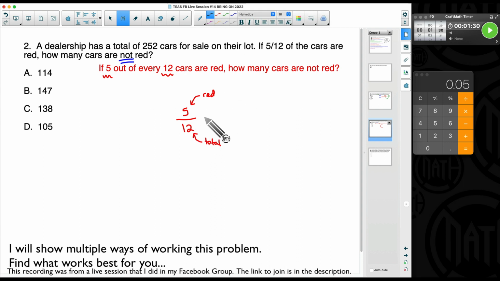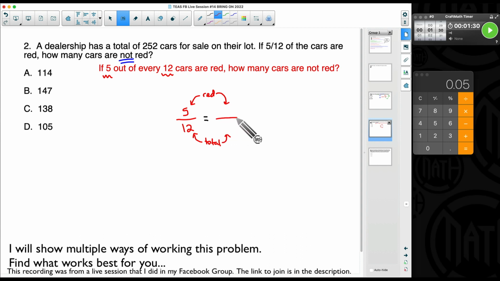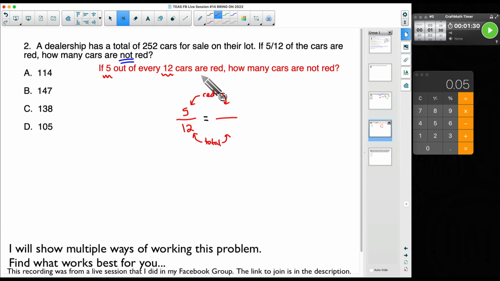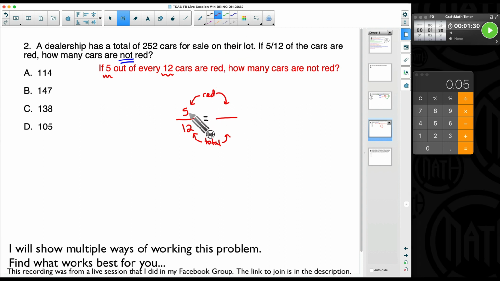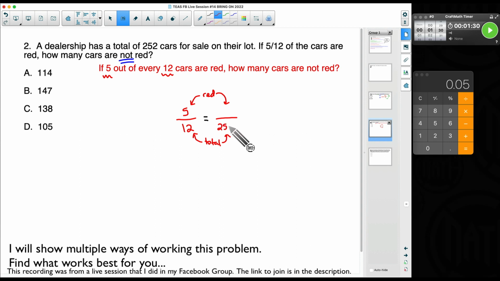Now, if we're going to do a proportion, as long as I keep the red cars at the top and the total at the bottom, this is one of several ways that you can set up a proportion correctly. There are so many ways that you can set up a proportion correctly. So, we're trying to figure out 5 out of 12. Well, we don't have just a total of 12 cars. We have a total of 252.